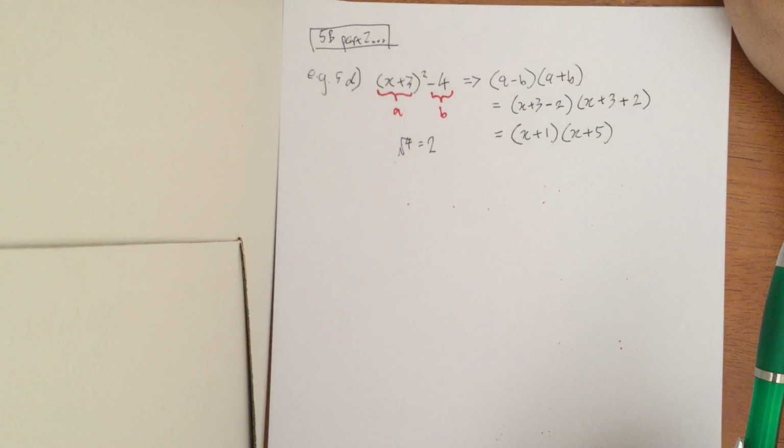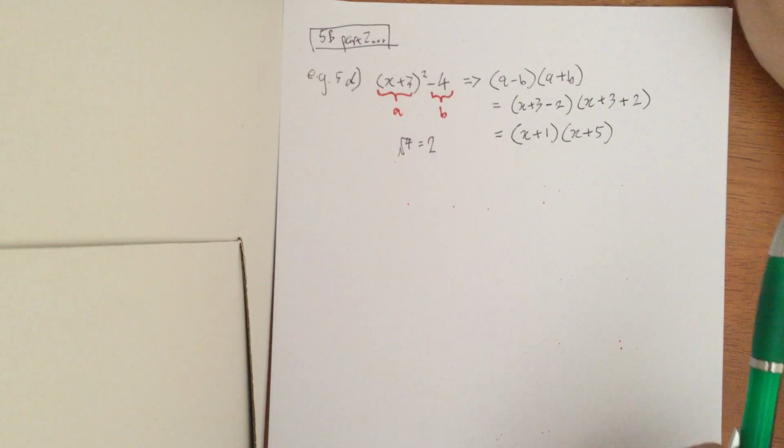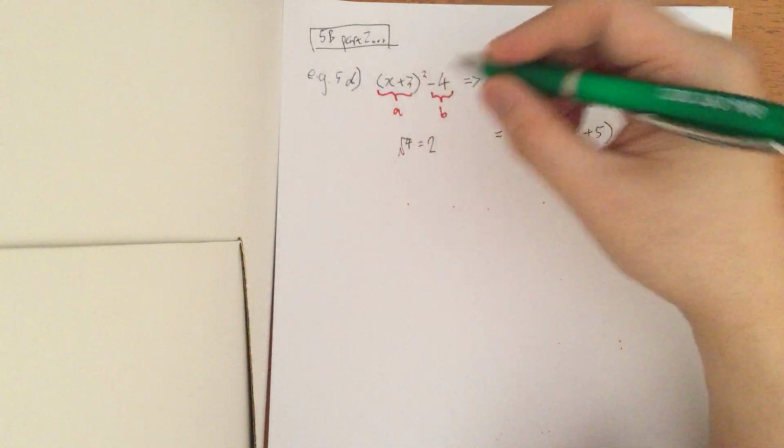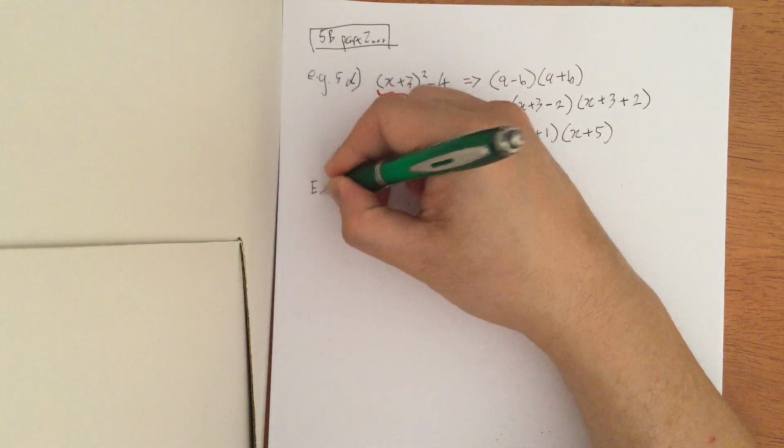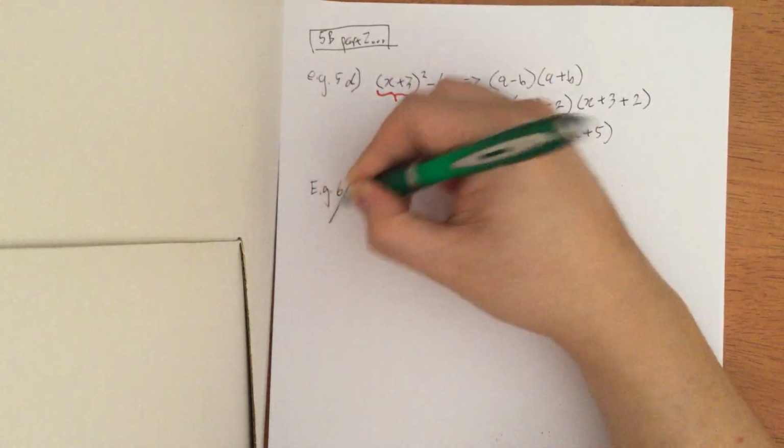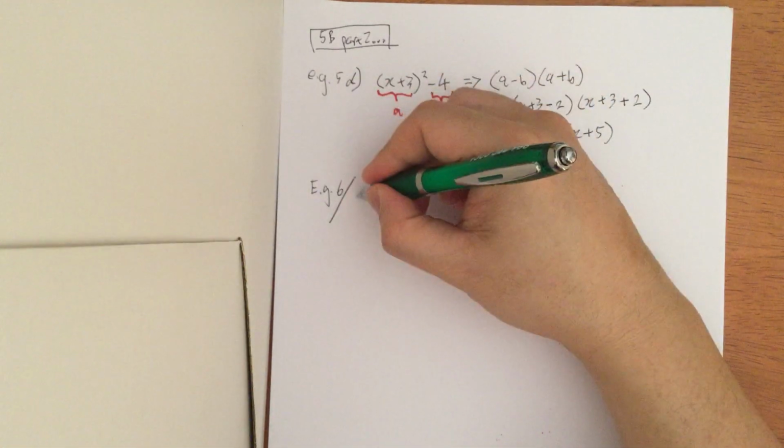Let's look at example 6. Okay, factorize difference of perfect squares using surds. Now we've got some really bad news. That wasn't even the bad news. Now we're getting to some real problems here.